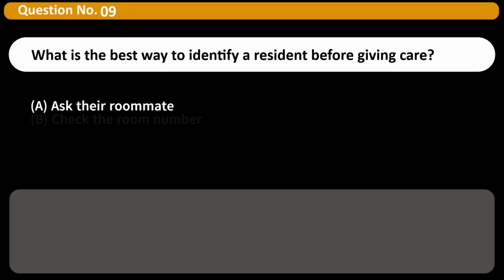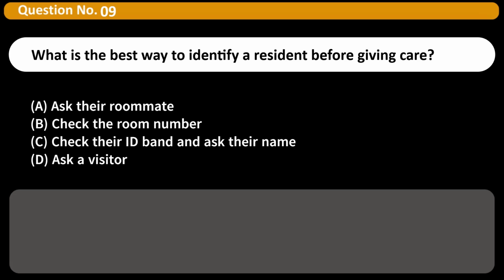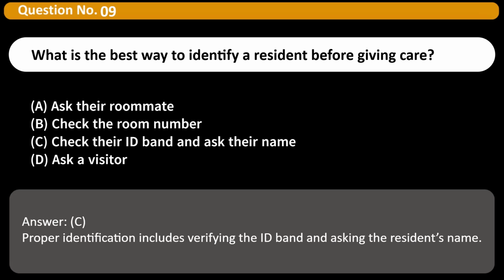What is the best way to identify a resident before giving care? A. Ask their roommate. B. Check the room number. C. Check their ID band and ask their name. D. Ask a visitor. Answer, C. Proper identification includes verifying the ID band and asking the resident's name.